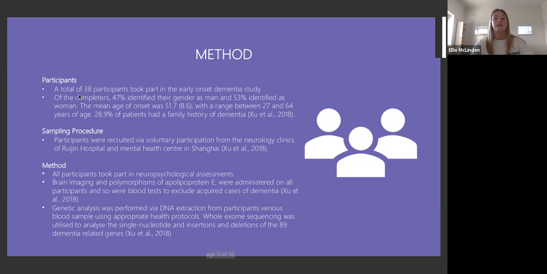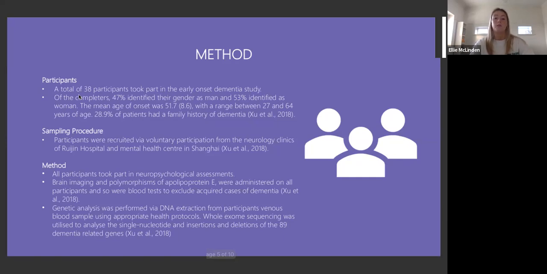Method. The research was considered by the Ethics Committee of the Ruijin Hospital and Mental Health Centre, Shanghai Jiao Tong University in China. The committee was satisfied that the research met the requirements of the ethical conduct in human research and thus granted approval. Written informed consent was also granted from all participants.